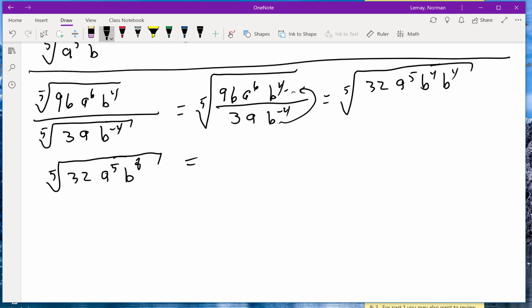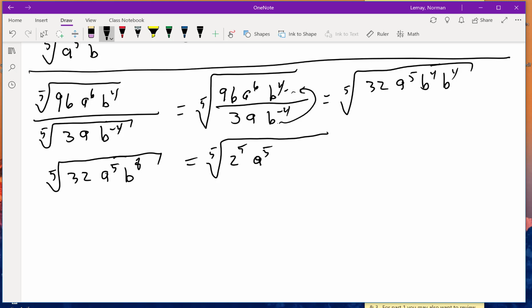And again, I can reduce this. Note that 32, we can note that 32 is 2 to the 5th power, and a to the 5th. And note that b to the 8th, I can rewrite this as something to the 5th power, and then something cubed. So this 32 is 2 to the 5th. 2 to the 5th comes out of the root as 2. This a will come out as a. This b will come out as b. And then we have the fifth root of b cubed. And again, let's just observe that this power is smaller than this index, so we know we're done.